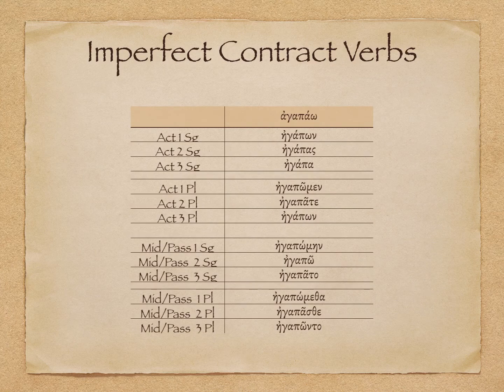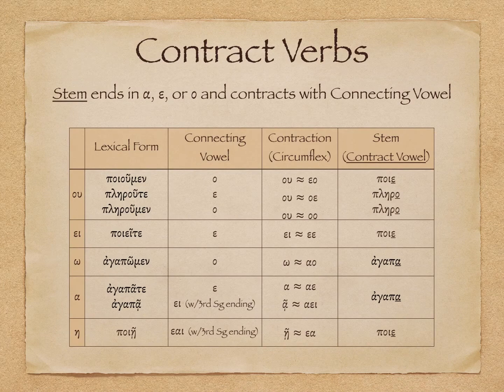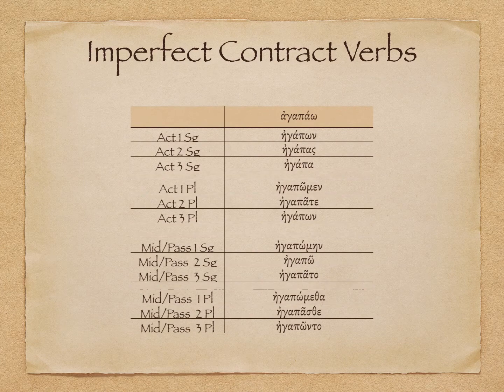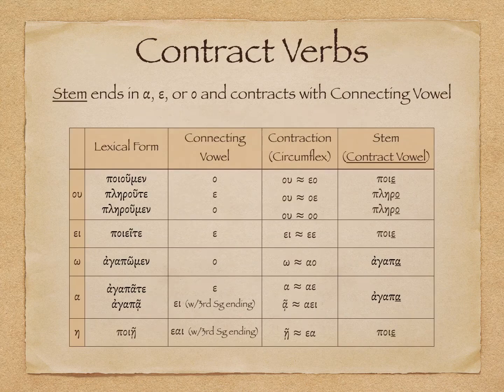The contract verbs. Let me go to the next slide for just a moment so you can be reminded of the contract verb patterns, and then contract verbs in the imperfect. They follow these contract rules. So if you have a connecting vowel with a certain combination of vowels, then there's a contraction. And here is an example for agapao. And again, this is in Mounce, and you can go back. It's just memorizing these, being familiar with them.